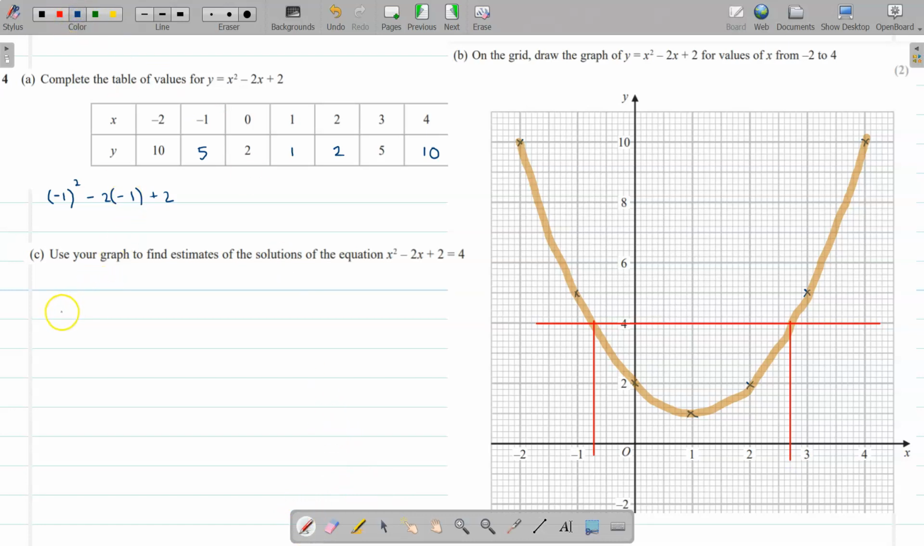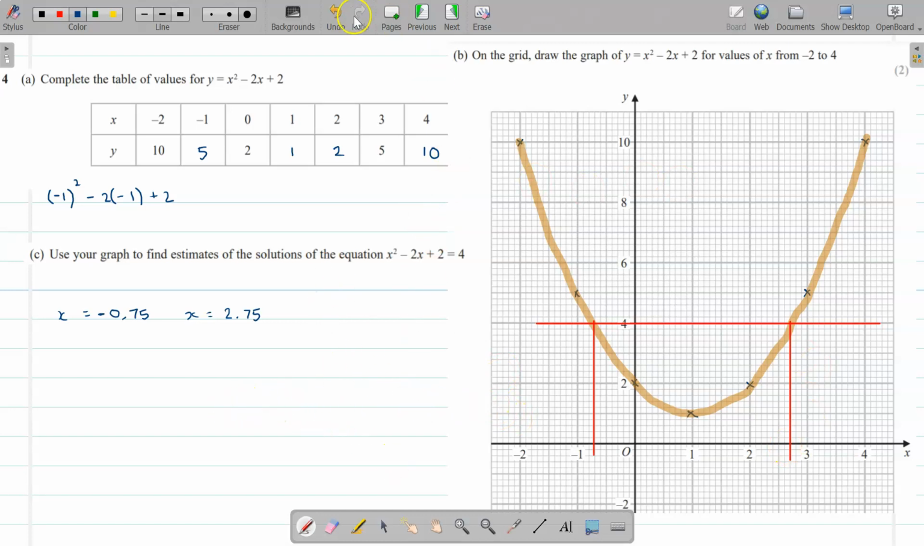So x equals 0.75, okay, and x equals, sorry, that should be minus 0.75, and also x equals 2.75. Okay, they're estimates based on what I've done on the graph, but use the lines that you've drawn on the graph. Okay, that's probably closer to 2.7 actually, but that's fine.